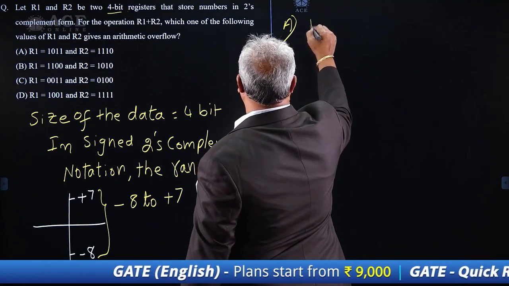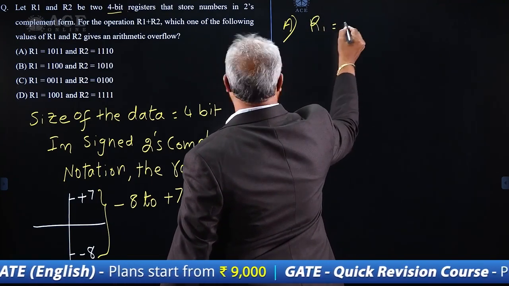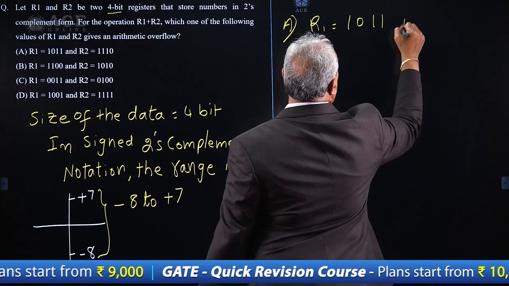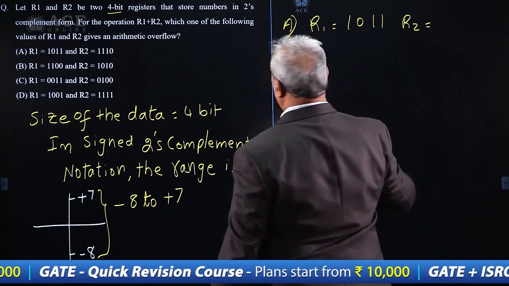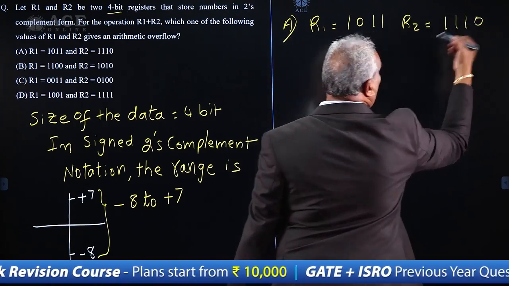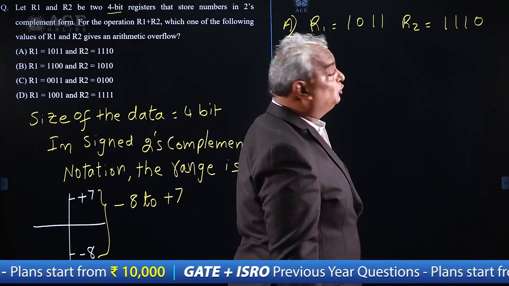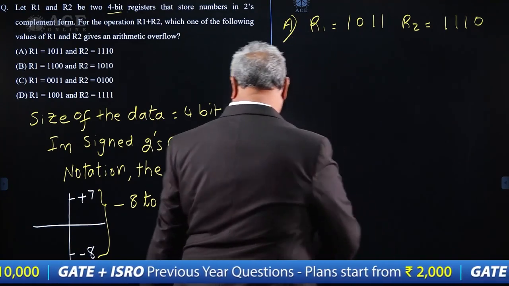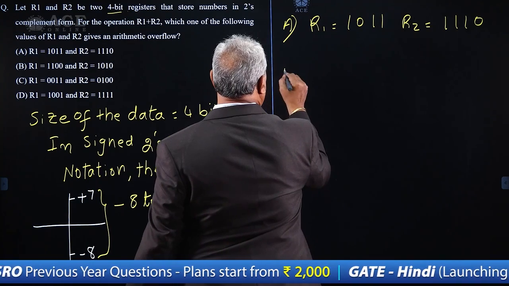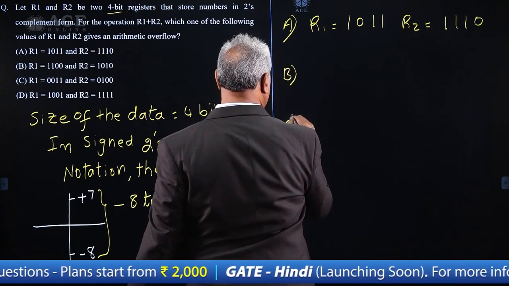R1 value here is 1011. R2 value is 1110. Find the decimal value for the same. Those are represented in signed 2's complement notation. Like that, what about B here, C here, D here?